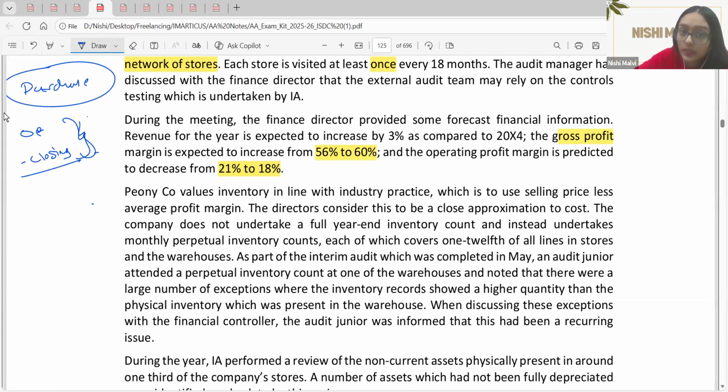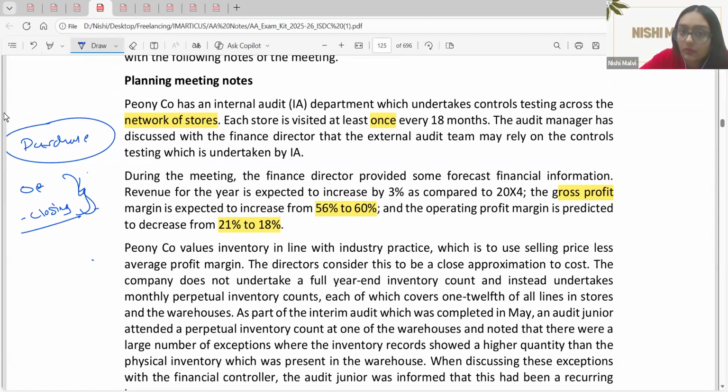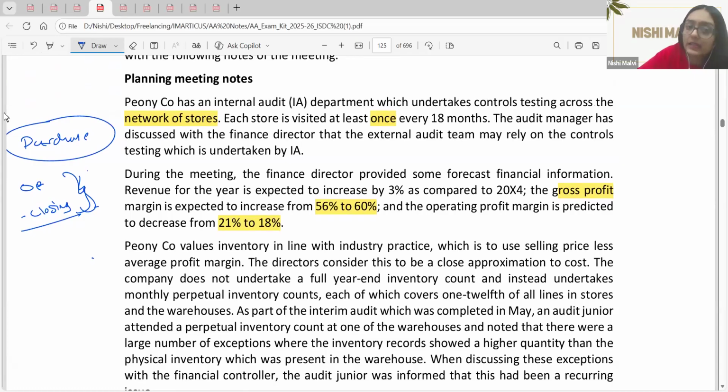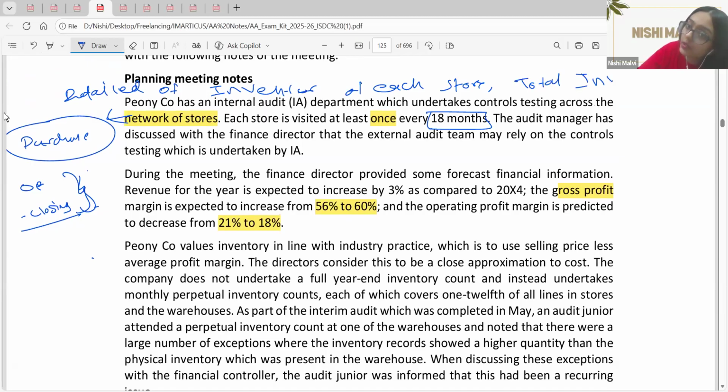And how many network stores are there in total? They are not stating the number, na? At least 18 months. Detailed breakdown of inventory of each store. Each store, check with the total inventory register. Check with that, okay?